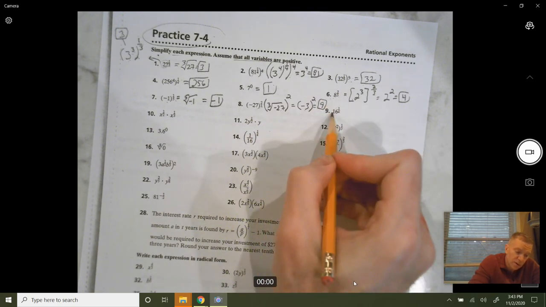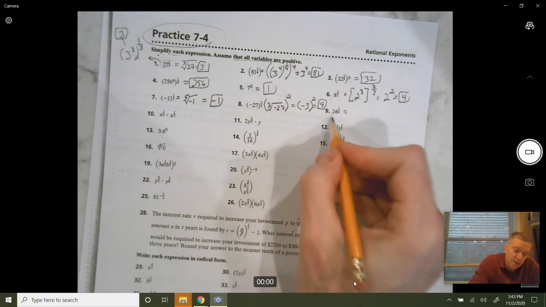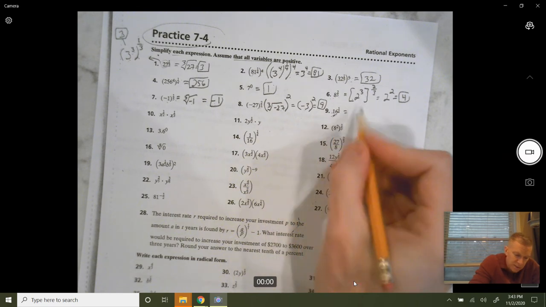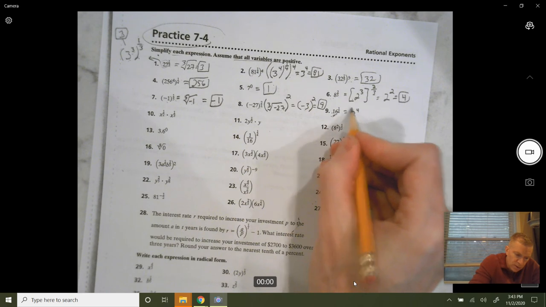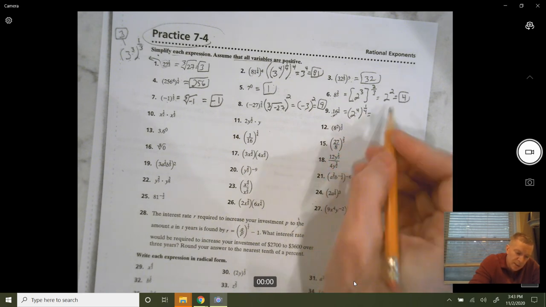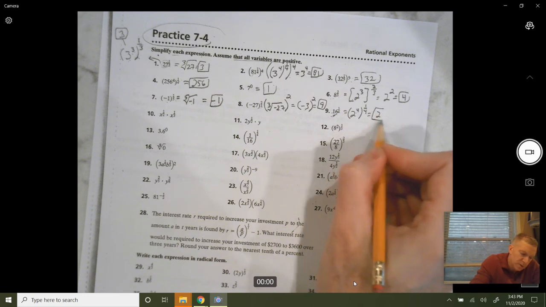16 to the 1/4. Okay. Easiest way to think about this, sometimes put that number 16 into a smaller base. 2 to the 4th raised to the 1/4. Power of a power, multiply the exponents, and you just get 2 to the 1st.